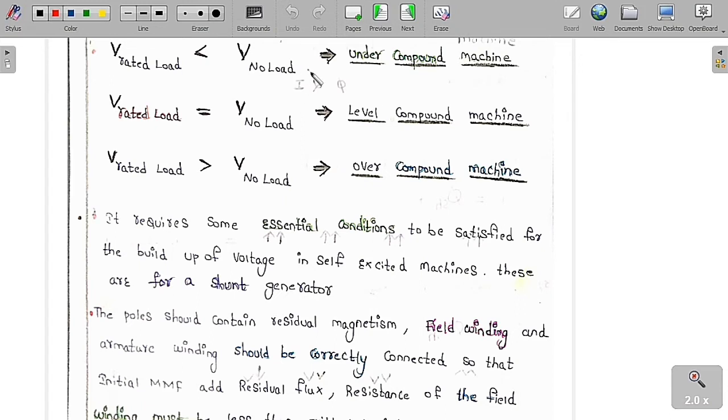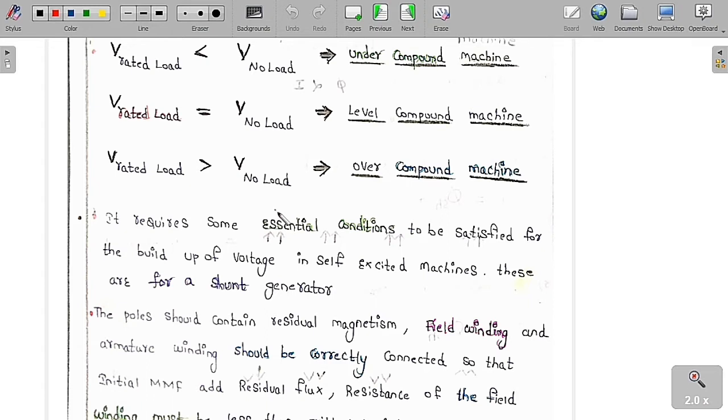So we can say that under compound means the rated voltage is less than the no load voltage. If the voltage at rated load is less than the no load voltage, it is said to be an under compound machine. Whereas if the voltage at rated load is equal to the voltage at no load, it is said to be a level compound machine. And similarly, if the voltage at rated load is higher than the voltage at no load, it is called an over compound machine.